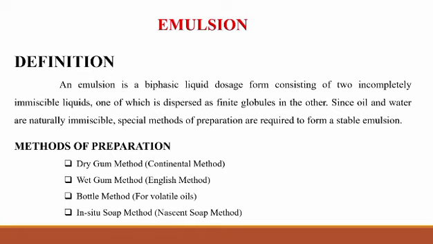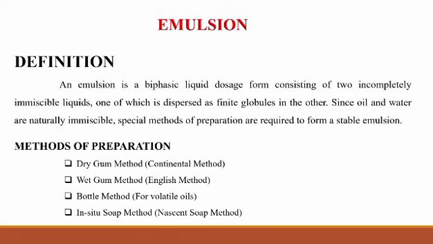We already know that emulsion is a biphasic liquid dosage form which consists of two incompletely immiscible liquids. That is, they won't mix with each other without a proper preparation method or without adding an emulsifying agent. So we have to use some special methods to prepare stable emulsions.